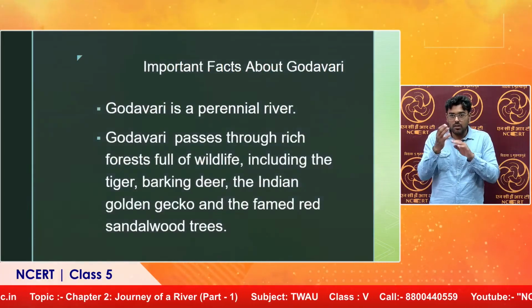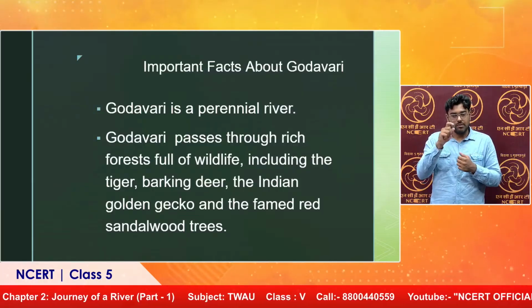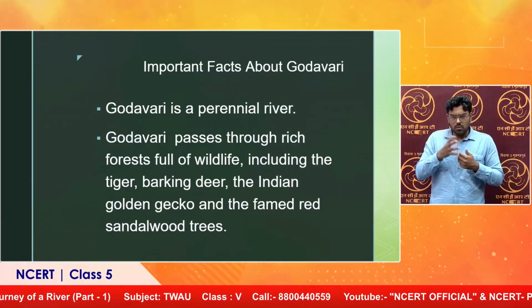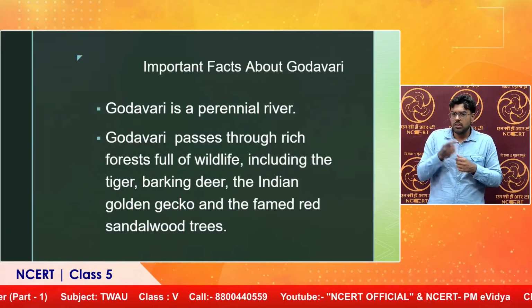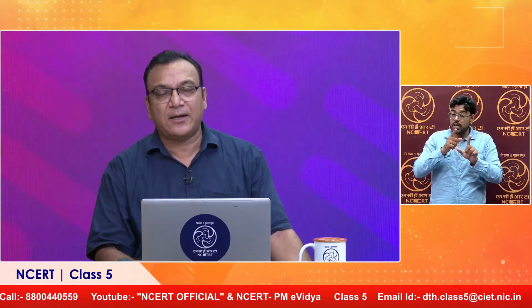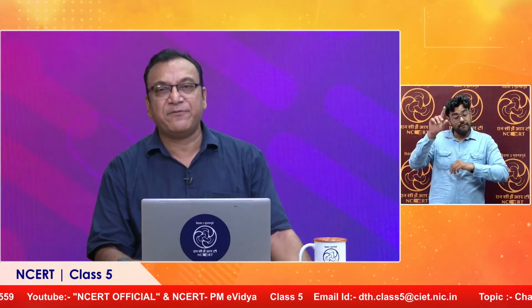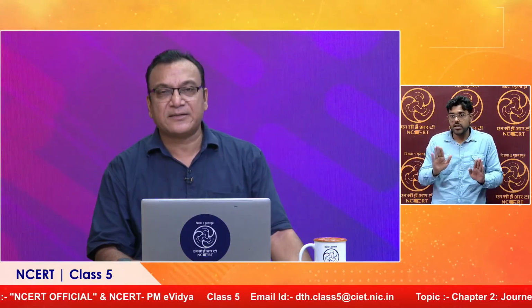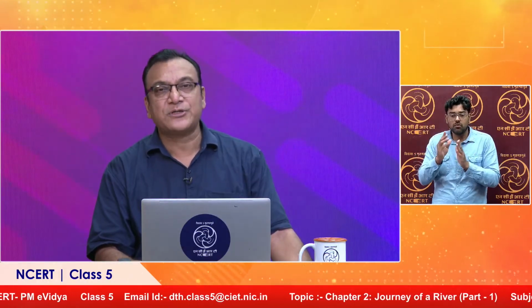Now we move to another important fact about Godavari. So, dear children, Godavari is a perennial river. Do you know which rivers are called perennial? Perennial rivers are those rivers which have water throughout the year, all 12 months, all 365 days of the year. They never dry up. But there are some rivers which have water only during the rainy season. Those rivers are called seasonal rivers. But Godavari is a perennial river because it has water throughout the year.